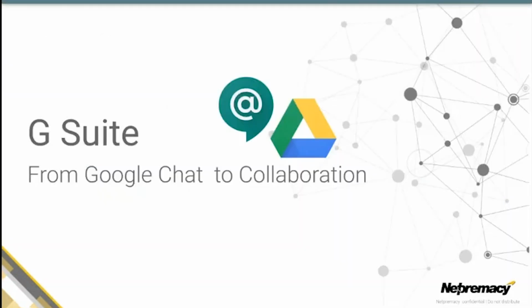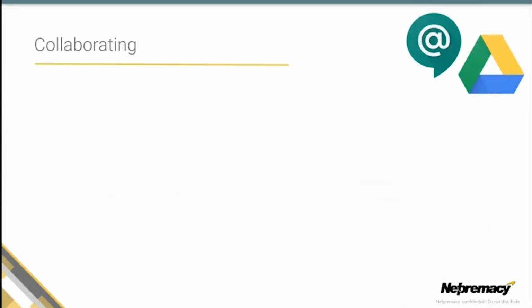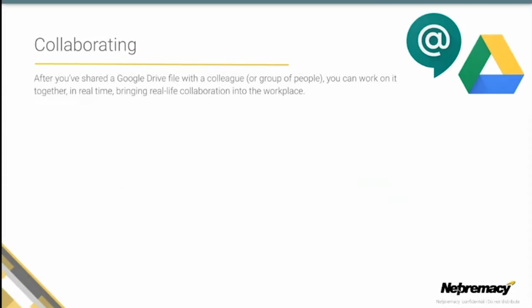Okay. Now we're going to look at when we're collaborating, one of the ways that we can collaborate as well is also going from Google Chat right into collaboration of a file. Now, when we look at collaborating, we can do that many different ways. We can do that from within a file. Another way, which is quite common actually, is to go through Google Chat. So after you've shared a file with a colleague, group of people, or one person, you can work on it together in real time, and that's bringing that real life collaboration into the workplace, which at this point for many of us is in our homes.